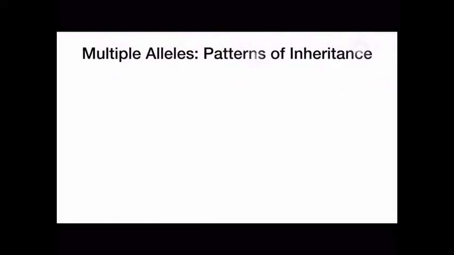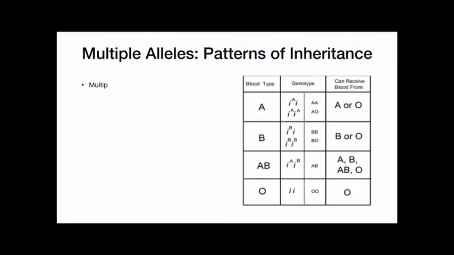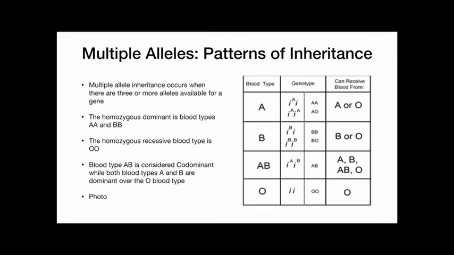So up next, we'll be talking about multiple alleles, patterns of inheritance. This chart shows the 4 different types of blood type. There's A, B, AB, and O. When does multiple alleles, patterns of inheritance, occur?